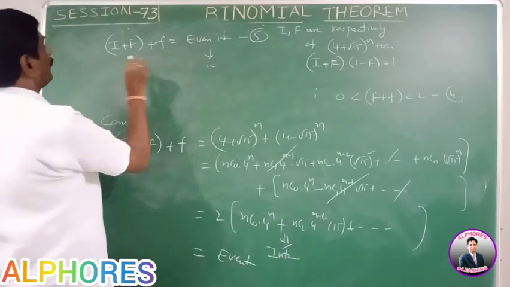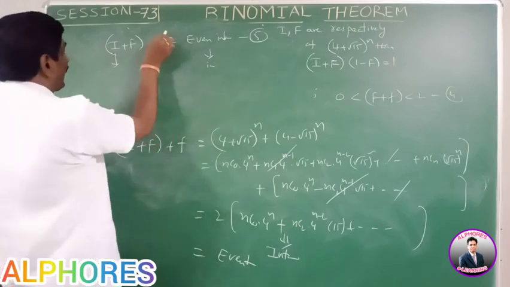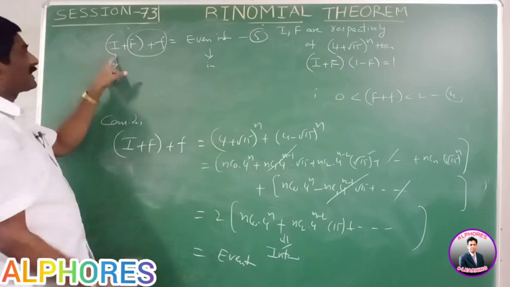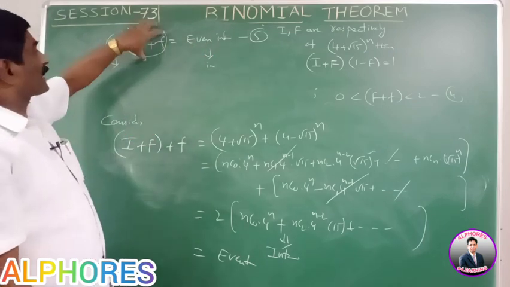It is integer. I is integer. From the given, I is integer. So finally F plus f must be integer. Integer plus integer means integer. So F plus f must be integer.